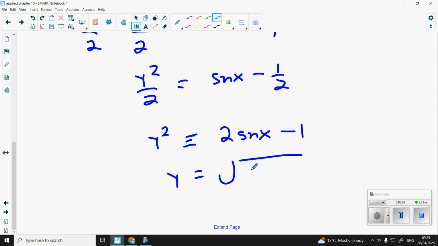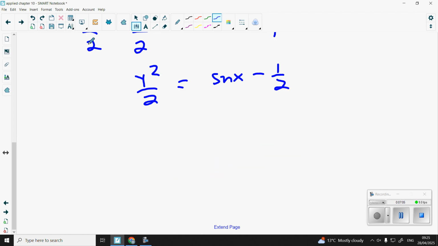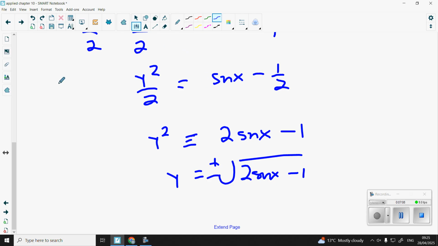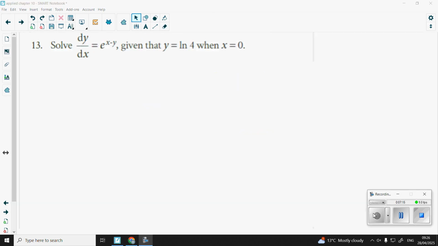Square root it. Why do I only need to worry about the positive one and not the negative one again? Why is it not plus or minus this time? When y is positive, x is also positive. So you know it's just a positive answer this time around. Okay, and you're done.